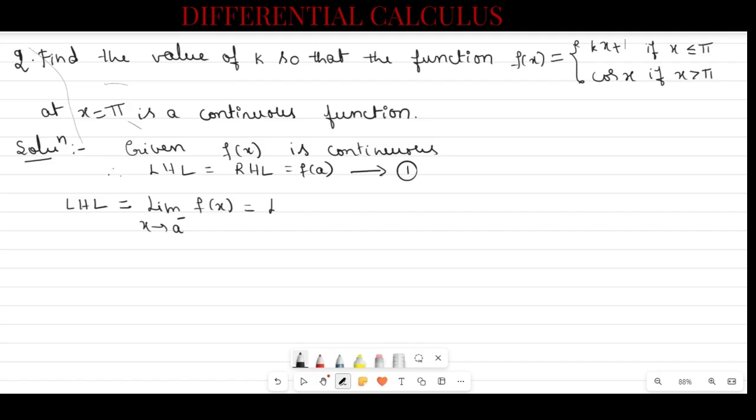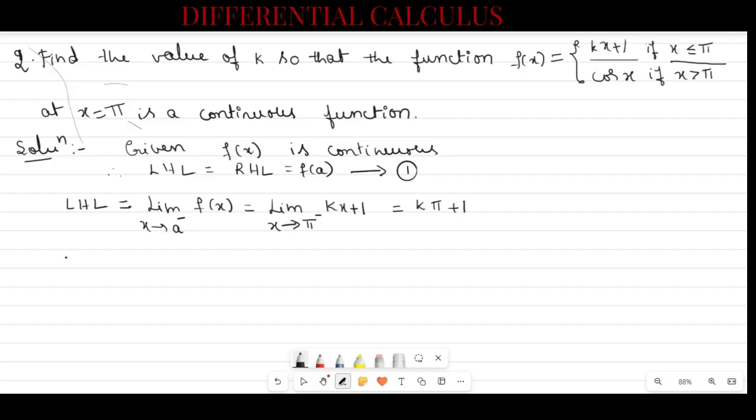What is the function they have given? Wherever you have the less than symbol, you must consider that corresponding function for f of x. In the place of a we have pi, so pi minus, and the function is kx plus 1, because for x less than pi we have kx plus 1. Applying the x value, it becomes k pi plus 1. So we got the left hand limit.